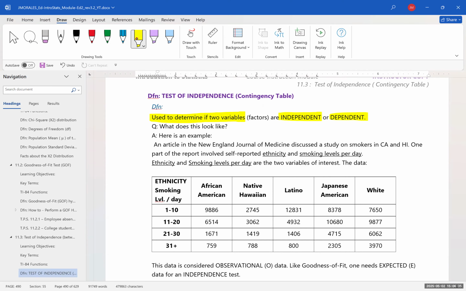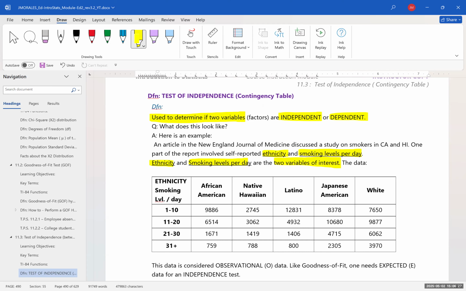So here's an example. An article in the New England Journal of Medicine discussed a study on smokers in California and Hawaii. One part of the report involved self-reported ethnicity and smoking levels per day. Ethnicity and smoking levels per day are the two variables of interest.